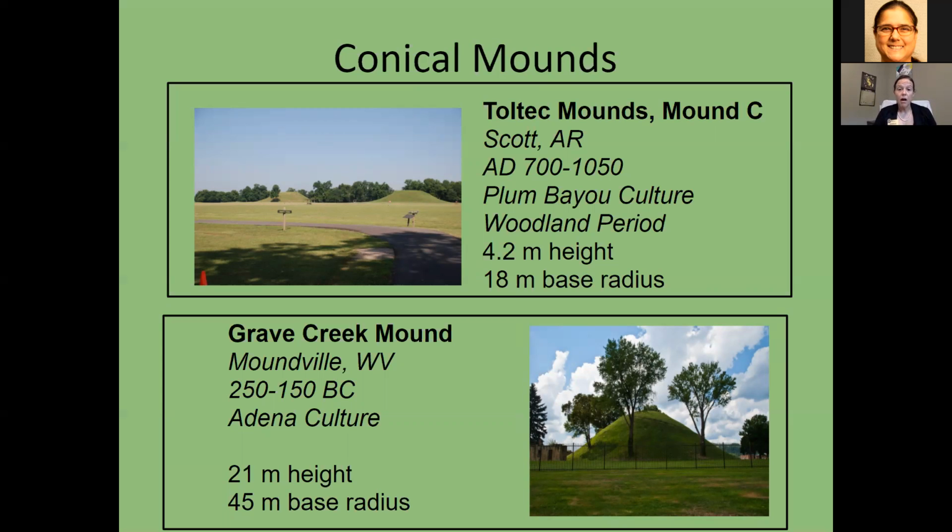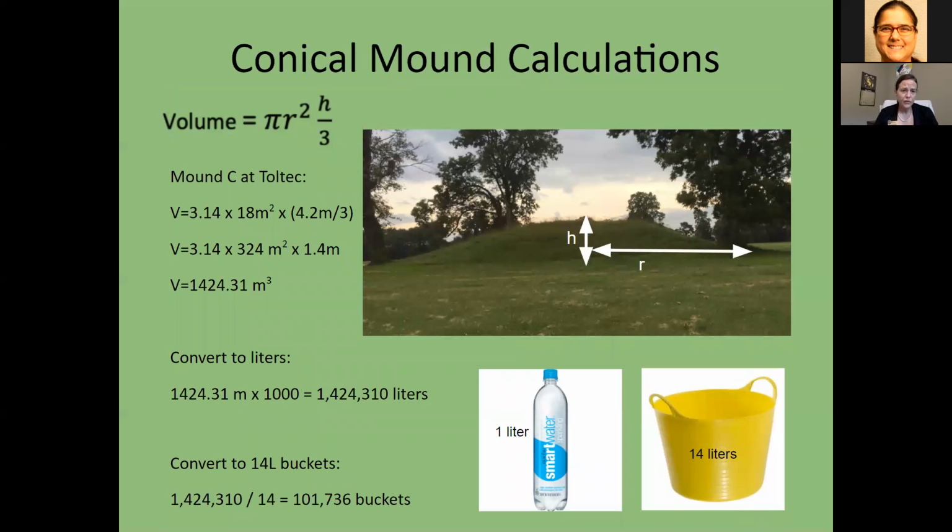These mounds can be found all over the southeastern United States, as you can see from looking at this picture of Great Creek Mound in Moundville, West Virginia. So students would be given a worksheet that provides all of the measurements of the mounds, and then the formulas for calculating their volume. For a conical mound calculation, the volume is pi r squared h over 3. And you can see how we have calculated those out.